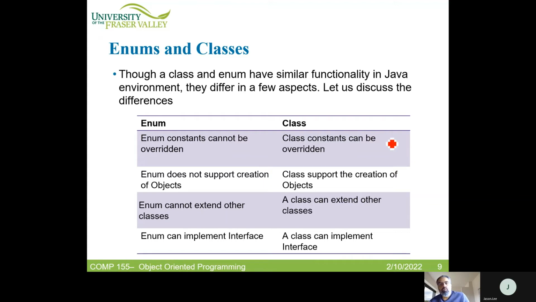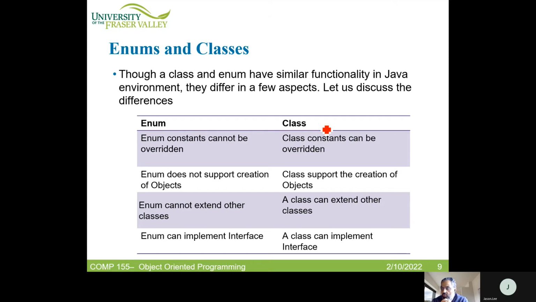What about now, to see the difference between enum and a class? Again, enum is a special class. However, we see it more as a data structure. What I mean by a data structure is a data container where I can save different values, but static, unchangeable. So if you make this comparison between enum and a class, enum constants cannot be overridden. Static, final. Class constants can be overridden.